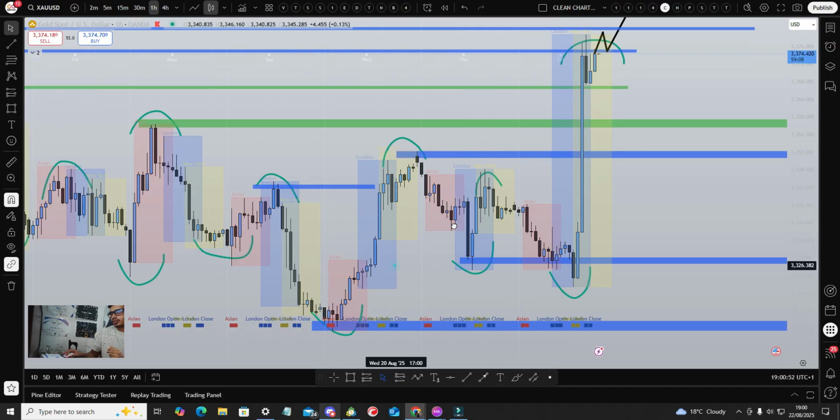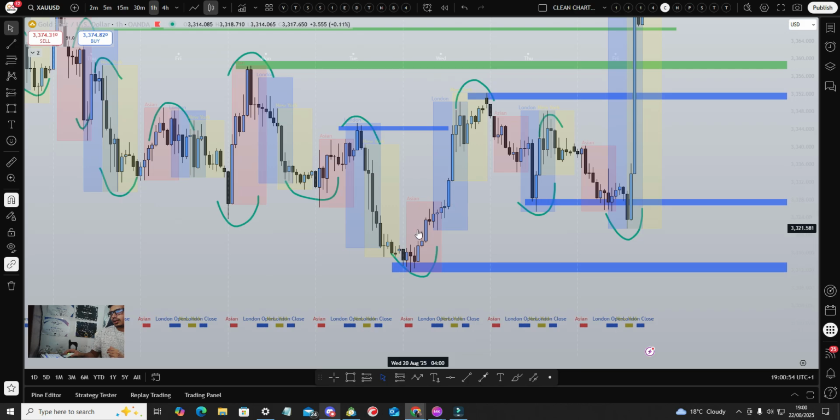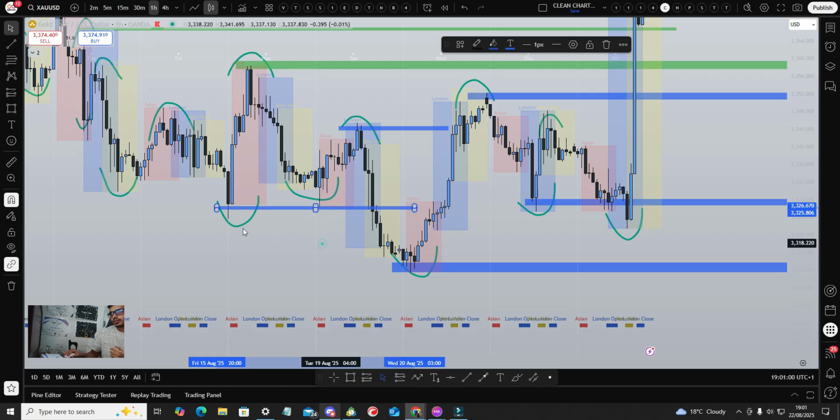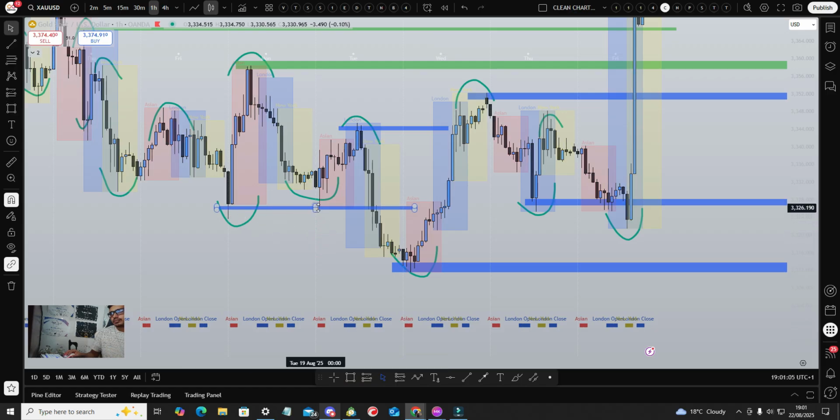Let me see if I can find you an example. So actually, look at this. This would get marked out, right? And you can see price, look at this, price respects this, right? Actually, that would be the actual low. Apologies for that. So price comes here, reacts from it. Price breaks through. Look at that.